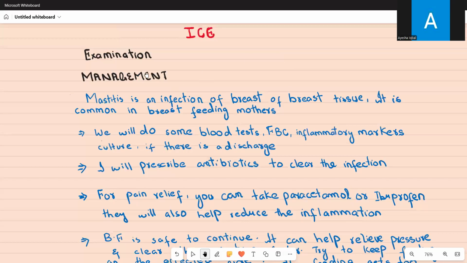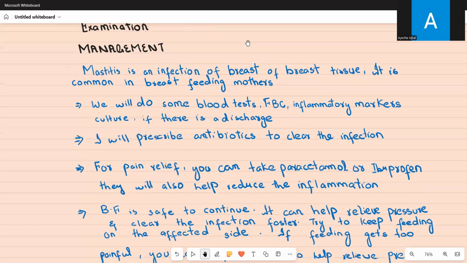And then in the management part, you will start your management by explaining the diagnosis to the patient. So you will tell the patient that mastitis is actually an infection of the breast tissue and it is common in breastfeeding mothers. We'll do some blood tests to confirm, and it will include your full blood count, your inflammatory marker, and also culture of any discharge if it's there. If the patient is running fever and is having chills, then you might as well do a blood culture.